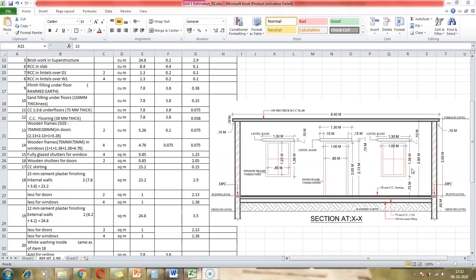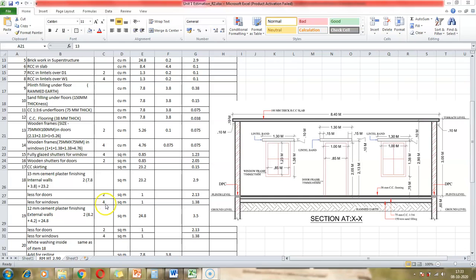Now we need to deduct for the doors and windows, and we have 2 doors, and we know that the height of the door is 2.13 and the width of the door is 1 meter. So 2.13 into 1 will be deducted. That is the deduction, and then we multiply by 2 because there are 2 doors. So this is the quantity that will be deducted.